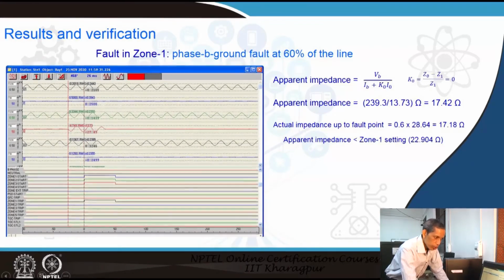So, overall we see that the apparent impedance happens to be 17.42 and that is less than the setting, that is 0.8 into 28.64, which happens to be 22.9. So, this concludes that the apparent impedance computed by the relay is correct and the tripping by the relay for zone 1 is also correct.